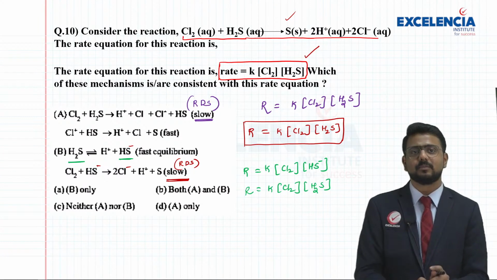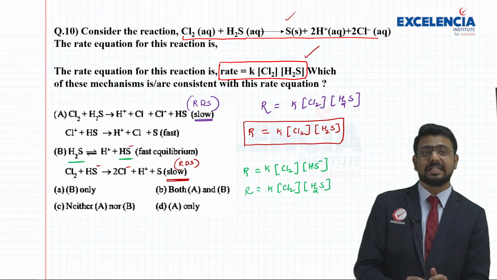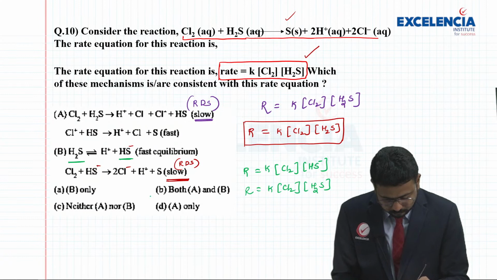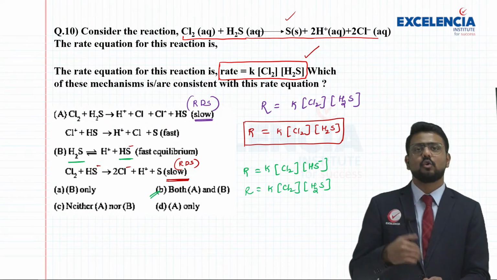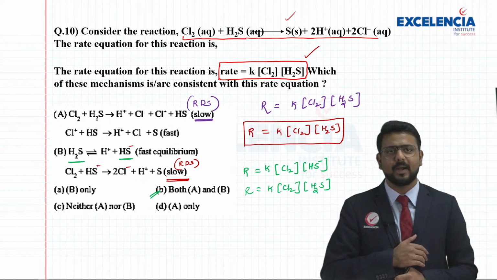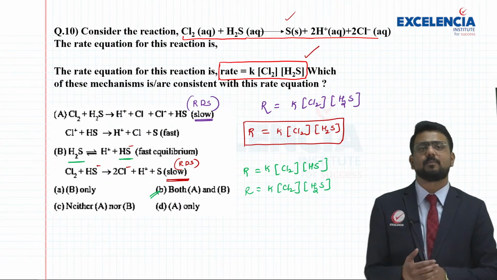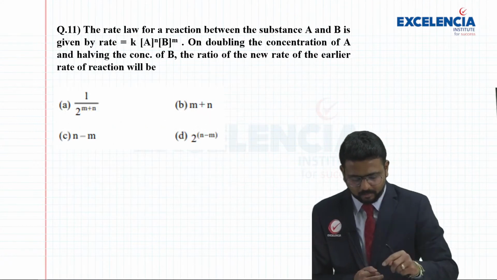So both the mechanisms could be in correlation with the given reaction, isn't it? And that's the reason we can say here that option B could be your correct answer, that is both A and B, right? So whenever they are giving you any possible mechanism, please look at the rate determining step or the slow step and the corresponding rate equation. Yes? Okay. Moving on with the next part here.